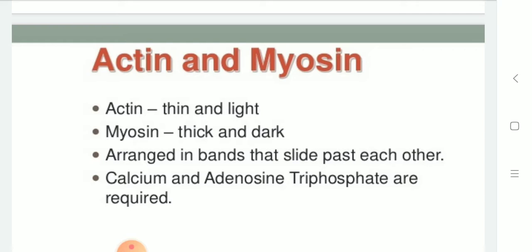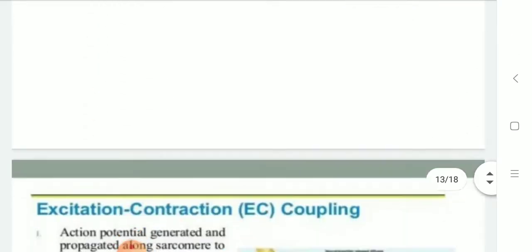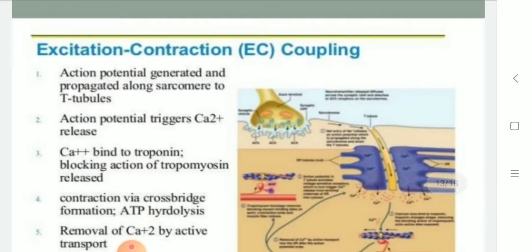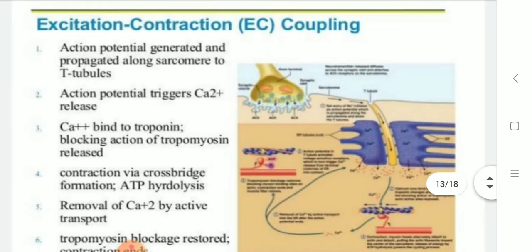Actin is thin and light, myosin is thick and dark. Please do not confuse them. Actin and myosin are arranged in bands that slide past each other. Calcium and adenosine triphosphate are required. Excitation-contraction, commonly called EC coupling. This is the diagram you can see on the right.